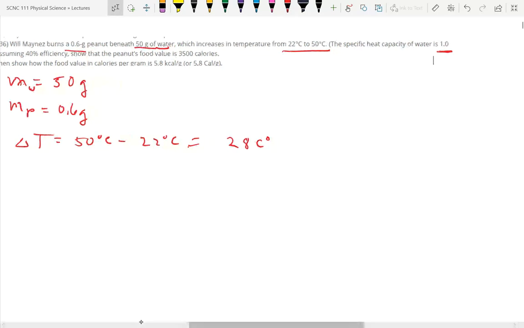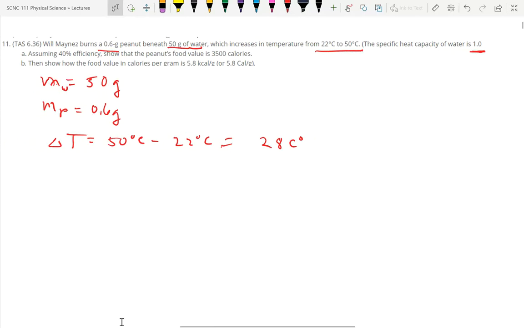The specific heat capacity of water is 1.0, and it cut off the end. C is the symbol for that specific heat. 1.0, and what it cut off was calories per gram Celsius degree. And now you're asking, how do I do this problem? The first thing is, if you look in your textbook, in the instructions for this set of problems, it has the equation Q is equal to MC delta T.